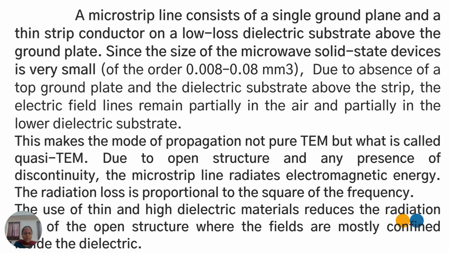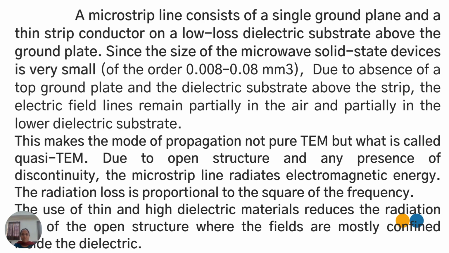And now the microstrip line consists of a single ground plane and a thin strip conductor on a low loss dielectric substrate above the ground plane. As I already told, you will have one ground plane and one rectangular patch, and in the middle you will have the dielectric substrate. The size of microwave solid devices is very small, in the order of 0.008 to 0.08 mm cube. Due to the absence of the top ground plate and the dielectric substrate above the strip, the electric field lines remain out, since we don't have any ground plane on the top.